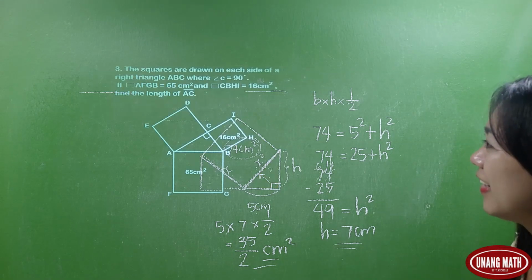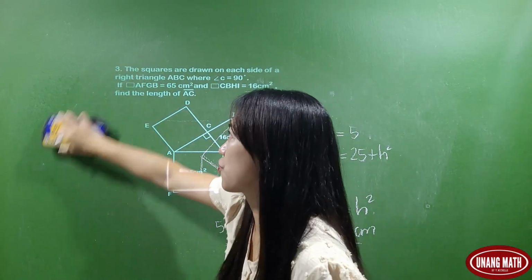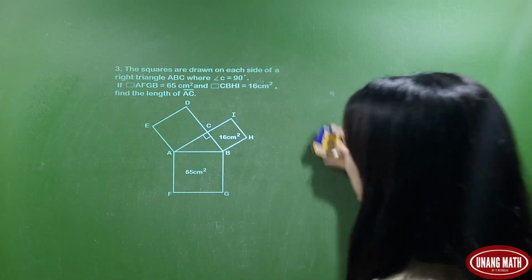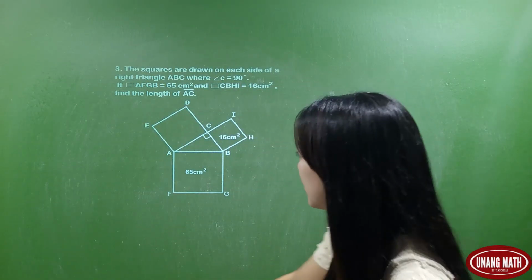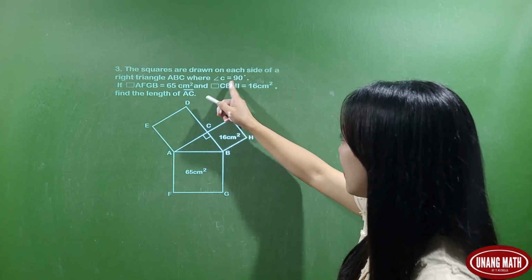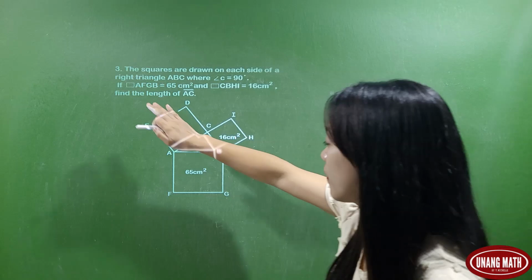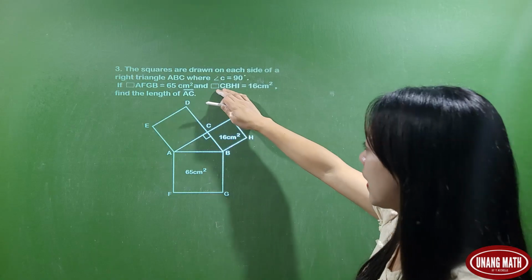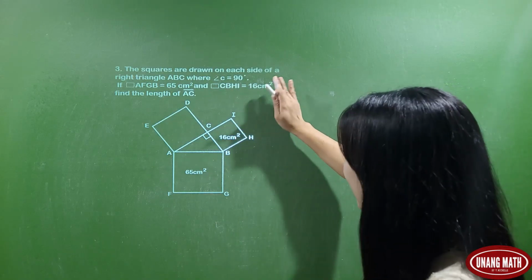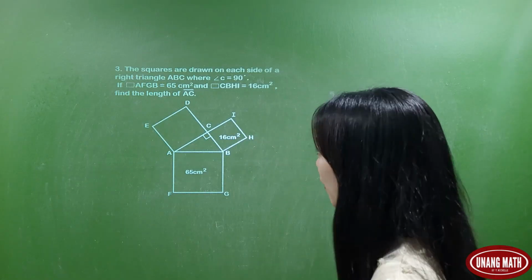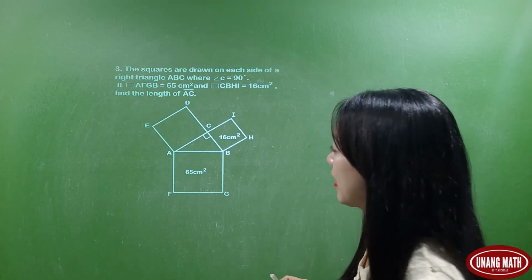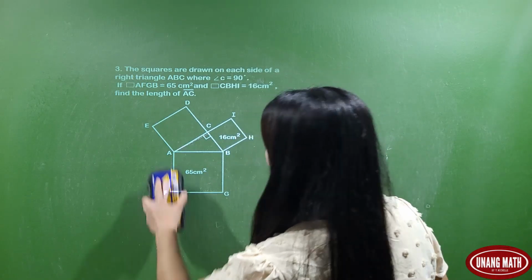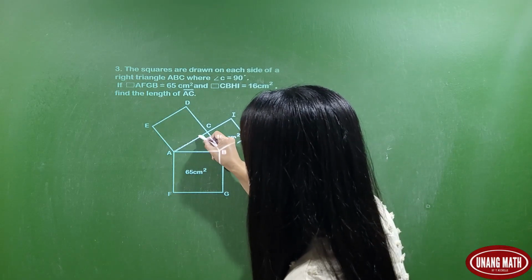Okay, moving on to our third and last question. According to this, squares are drawn on each side of a right triangle ABC, where angle C is 90 degrees. If quadrilateral AFGB is 65 square centimeters and quadrilateral CBHI is 16 square centimeters, we will find the length of segment AC. So where's segment AC? This side of this right triangle. So segment AC.